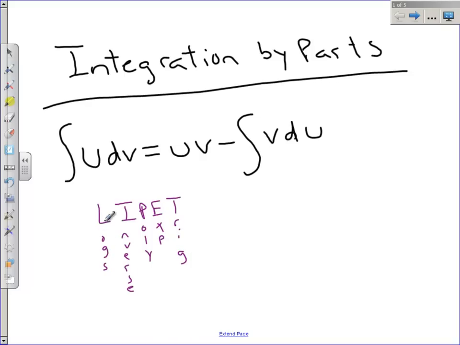So if you ever have a logarithm in your integral, you're going to want to have it be your u. That's your priority. The last thing you want to pick for u is a trig function like sine or cosine. And the next to last thing you want to pick for u is any kind of exponential function. So this is in order. LIPET.